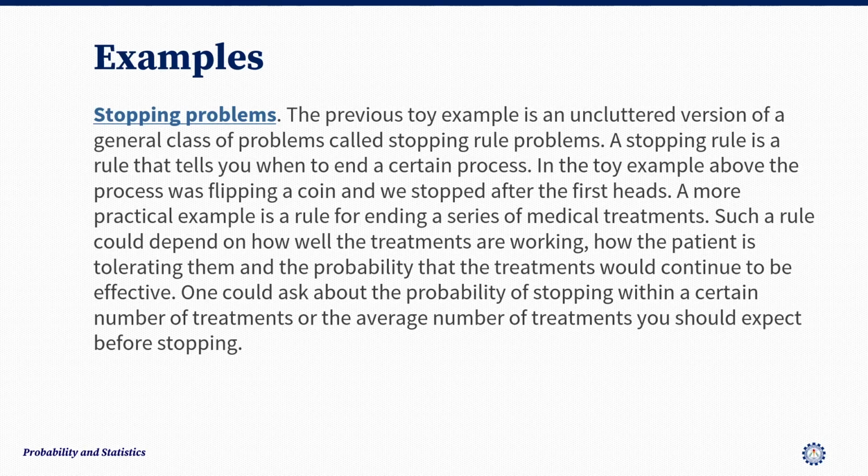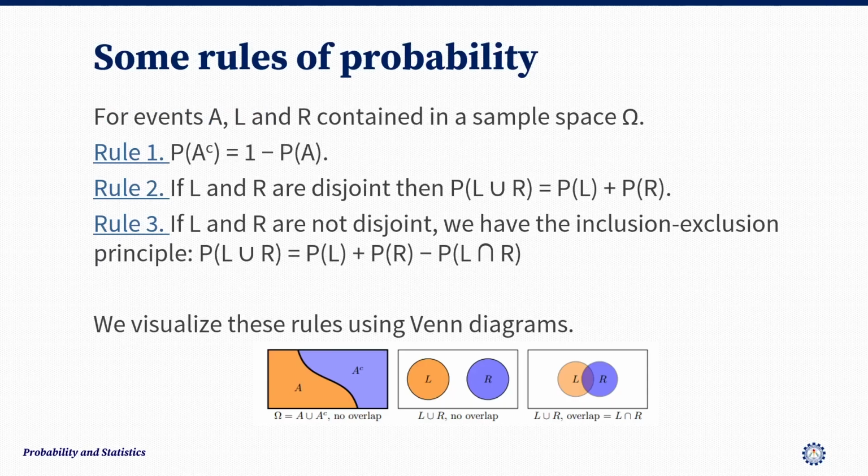Such a rule could depend on how well the treatments are working, how the patient is tolerating them, and the probability that the treatments would continue to be effective. One could ask about the probability of stopping within a certain number of treatments, or the average number of treatments one should expect before stopping. So that's the stopping rule problem, and the best example is the clinical trials for the COVID-19 vaccine.